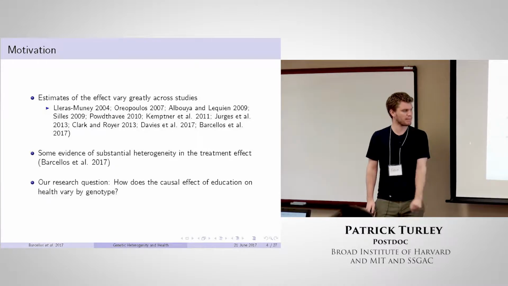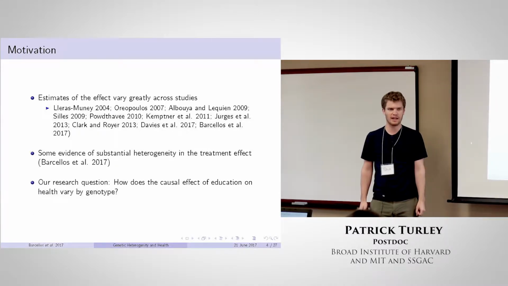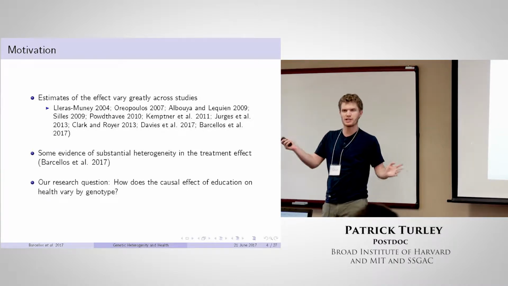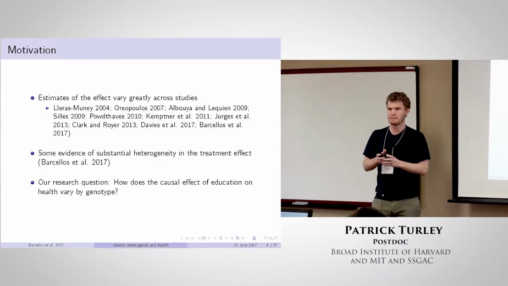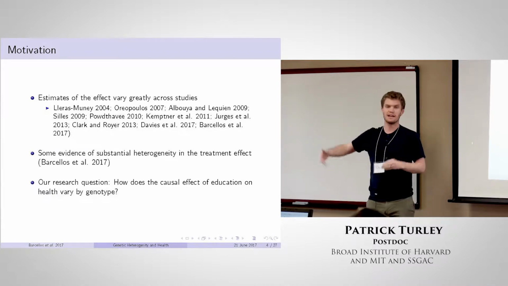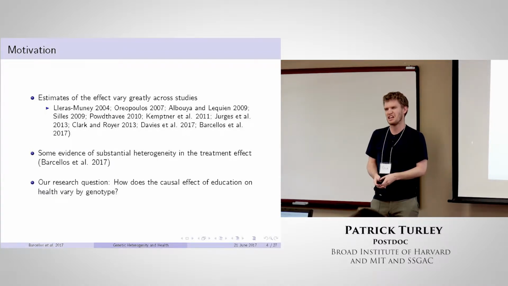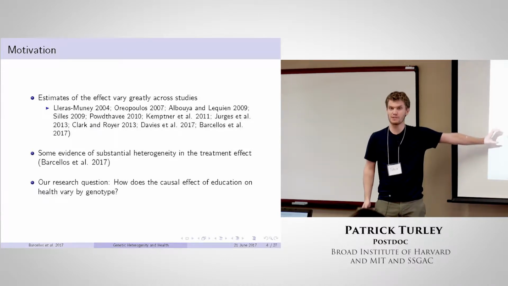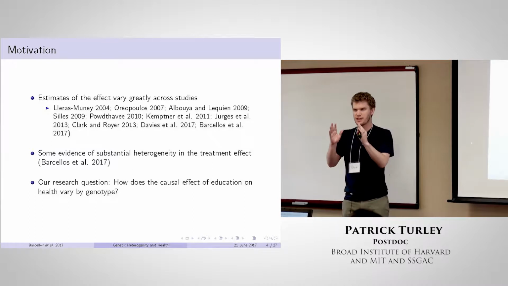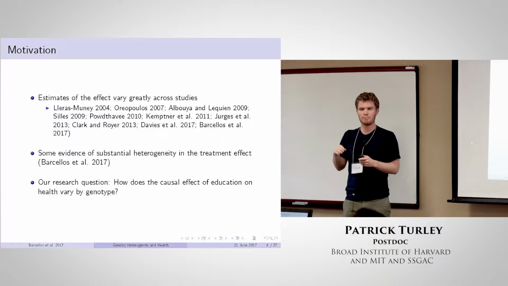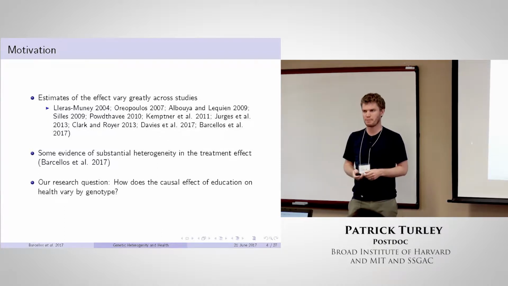I have a paper with my colleagues Silvia Barcelos and Leandro Carvalho, who are also my co-authors on this paper, suggesting that there's substantial heterogeneity in the effect. That means that for one person, if you give them additional education, it may affect their health a lot, and for another person, it's not going to affect their health very much. So our research question in this project is, how does this causal effect of education on health vary by genotype? Can we predict the causal effect of education on health by just looking at a person's genes?